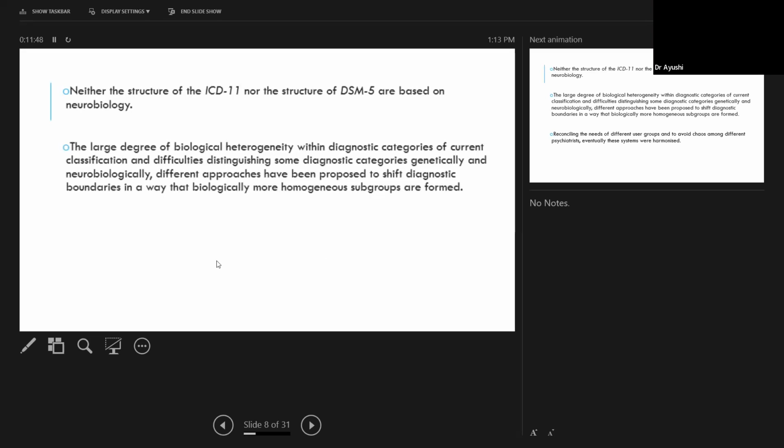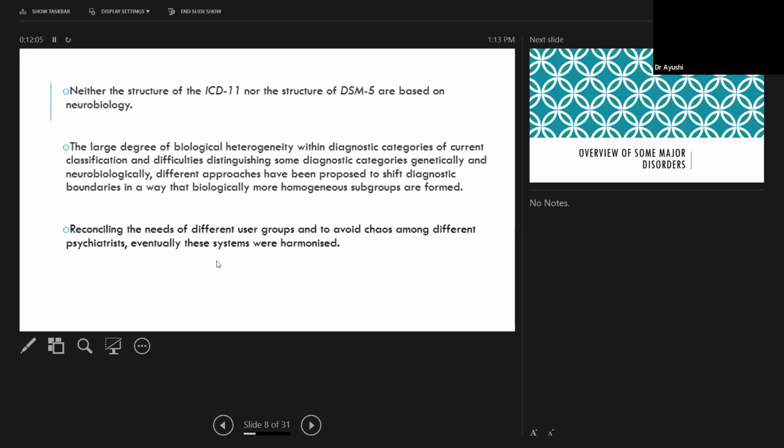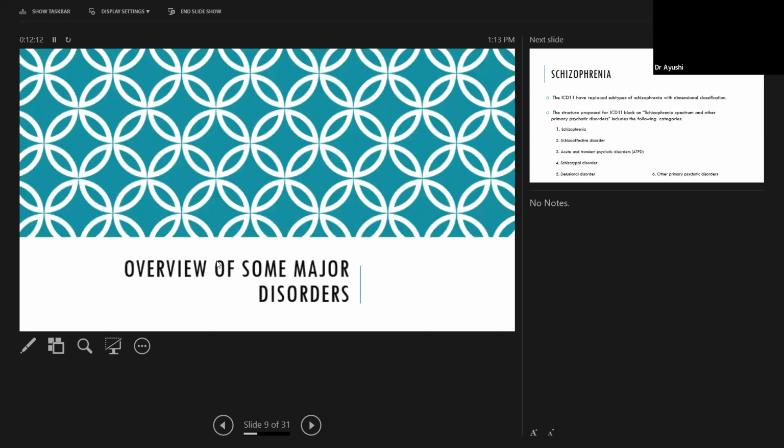Given the large degree of biological heterogeneity within the diagnostic categories of current classification and difficulties distinguishing some diagnostic categories genetically and neurobiologically, different approaches have been proposed to shift diagnostic boundaries in a way that biologically more homogeneous subgroups can be formed. So to reconcile the needs of different user groups and to avoid chaos among different psychiatrists, eventually these systems were harmonized. So we'll overview some major disorders and the changes between ICD-10 and 11 and DSM-5.